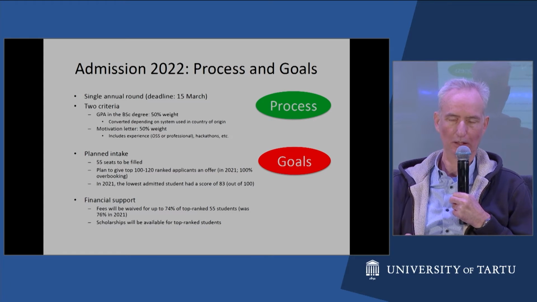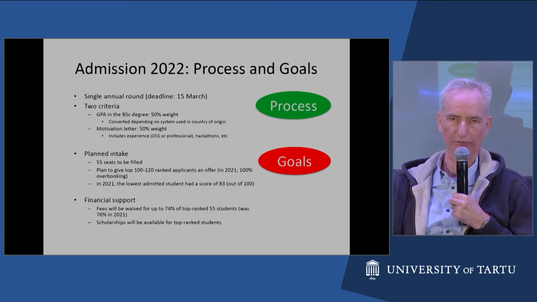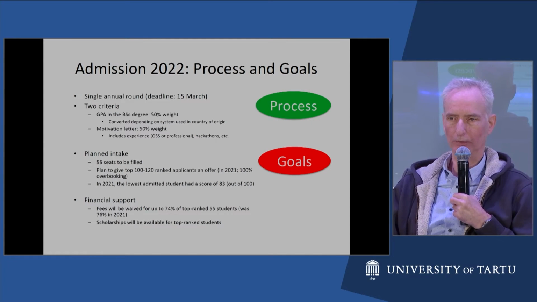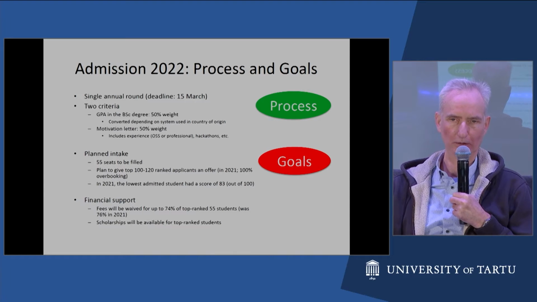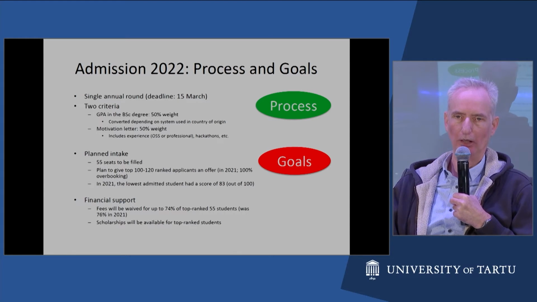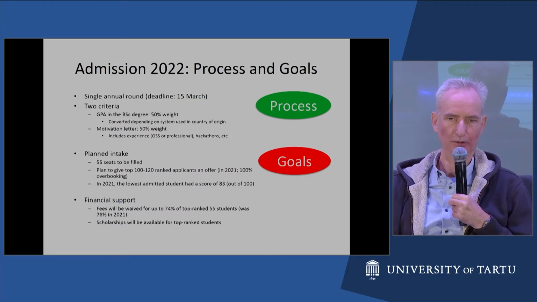As in the last years, we try to fill 55 seats in the program. Typically, we do a little bit of overbooking, so we rank all the applications. We get 250 plus applications every year. We rank them, and then the top 100, 120 will get an invitation, and typically half of those actually take the invitation.